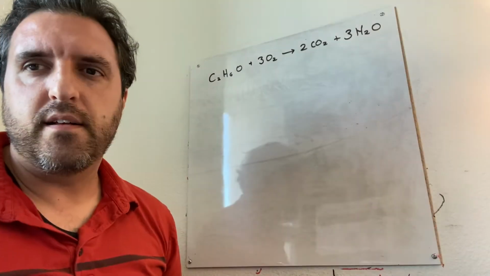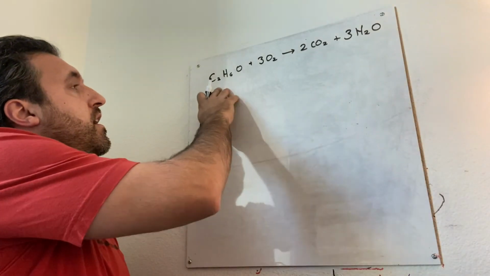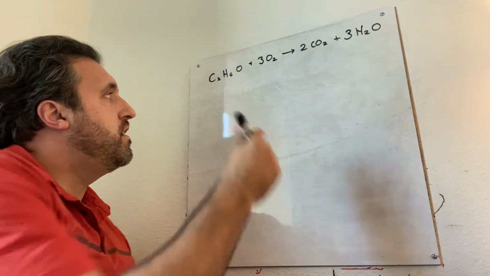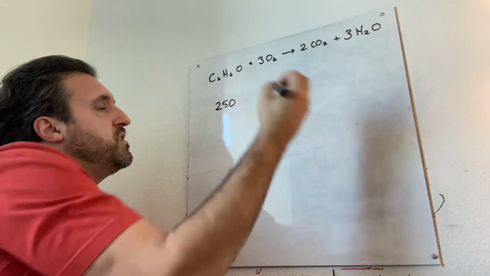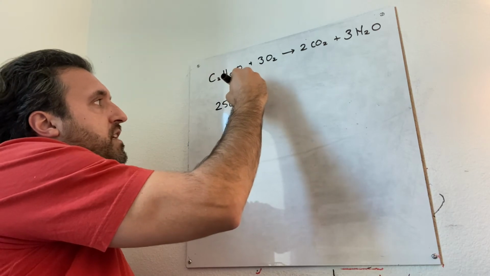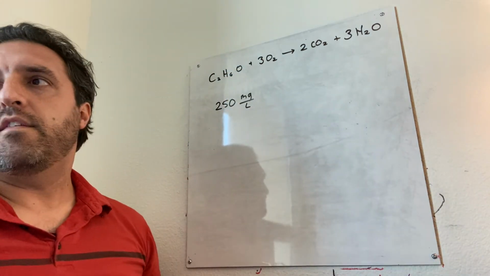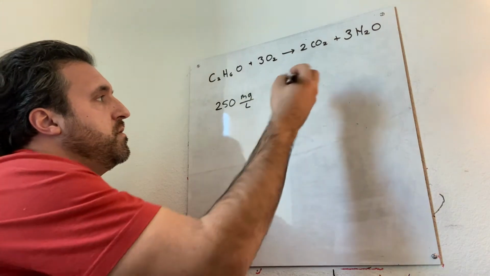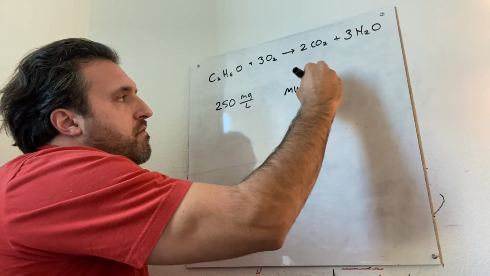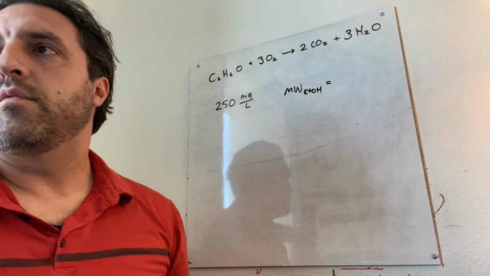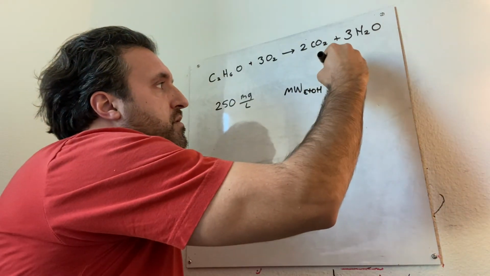Now that we have our balanced stoichiometry for the oxidation of ethanol, we can calculate the theoretical oxygen demand for a wastewater source with 250 milligrams per liter of ethanol. All right, so first we need the molecular weight of ethanol. So that is equal to 46 grams per mole.